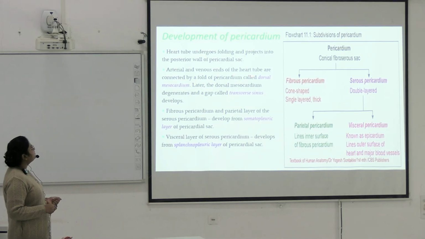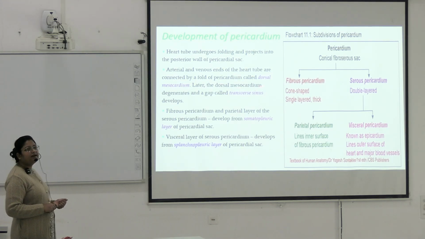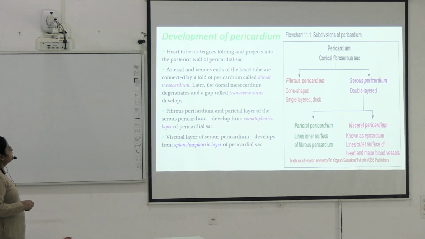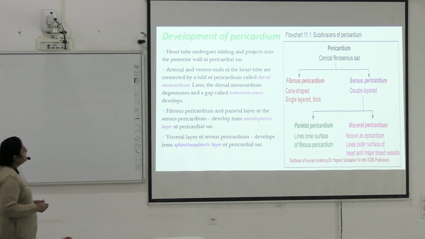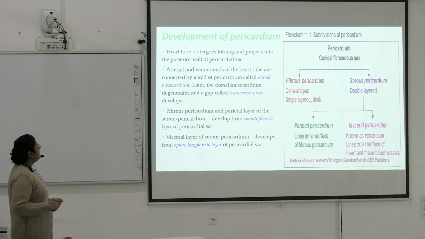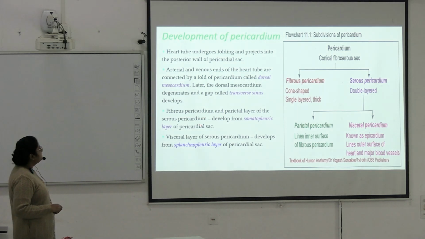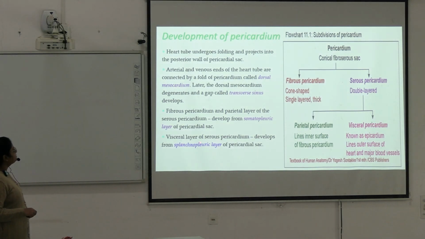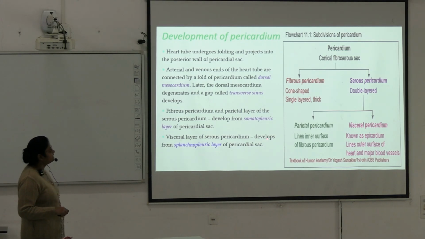Arterial and venous ends of the heart tube are connected by a fold of pericardium called the dorsal mesocardium, and later the dorsal mesocardium degenerates and a gap called the transverse sinus develops. Fibrous pericardium and parietal layer of the serous pericardium develop from the somatopleuric layer of the pericardial sac, and the visceral layer of the serous pericardium develops from the splanchnopleuric layer of the pericardial sac.